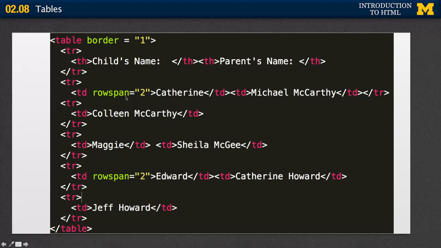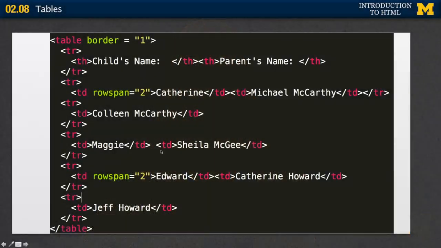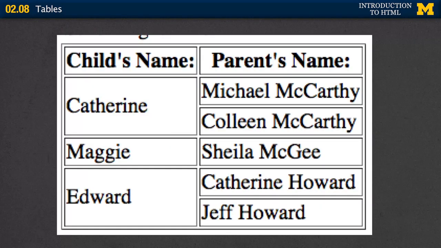So here I have rowspan equals 2 for Catherine, which means I want my Catherine cell to take up 2 lines. Same with the Edward cell. Maggie I've left completely alone. So let's look at the end result, and I think if we backward chain, that's going to help you understand what this code is doing. So again, I have the child's name, the parent's name, and here are the 2 cells where I did the rowspan, and you can see it took up multiple rows because in this case Catherine and Edward both had 2 parents that we wanted to put together with them.